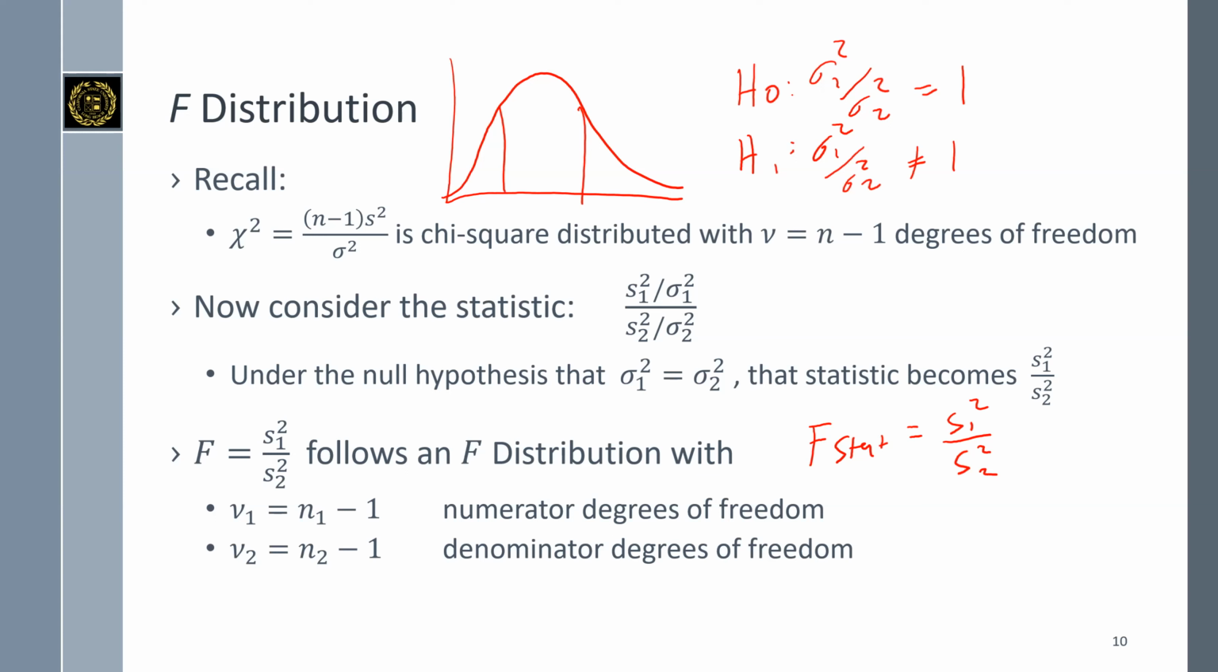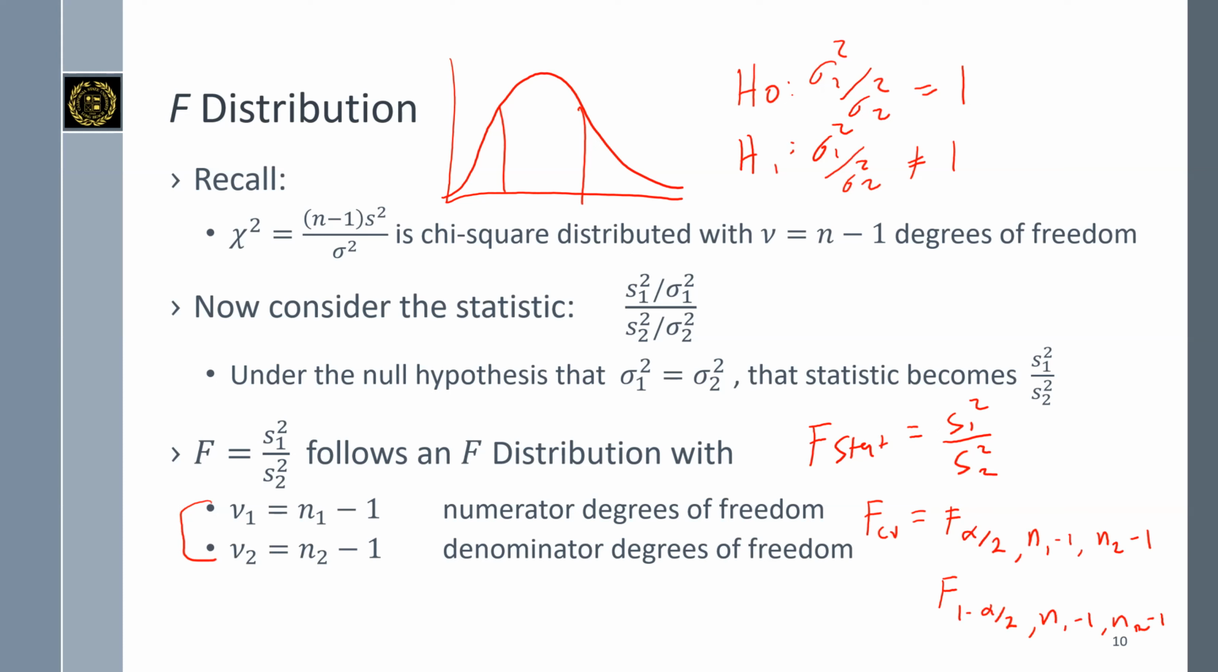This is our F stat. In order to get our critical value, these are the ways you get your critical value. So your F critical value is alpha divided by 2. It's alpha divided by 2 because this is a two-tailed test. Comma V1, which is N1 minus 1, comma N2 minus 1. So just degrees of freedom, what we have here. Now the other critical value is 1 minus alpha divided by 2, comma N1 minus 1, comma N2 minus 1. So just again, degrees of freedom.